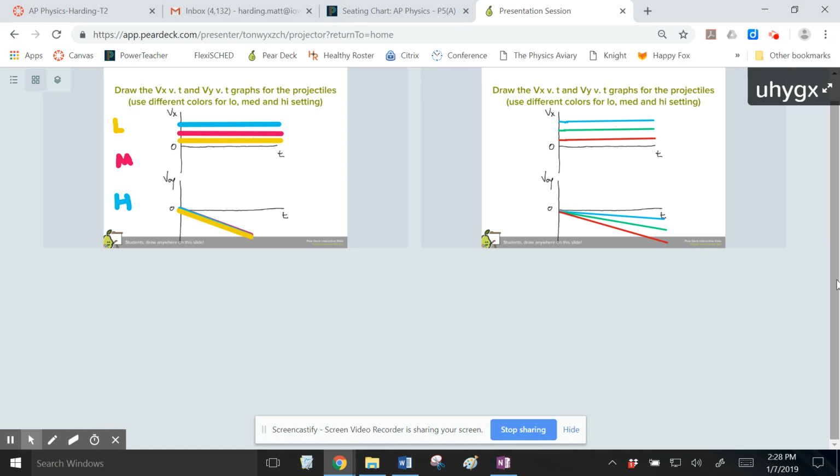So graph-wise, here are a couple of things that I'm seeing in the Pear Deck. I need you to compare and contrast these two and think about the things we were discussing earlier, and which of these is more consistent with our current understanding of projectile motion. So what advice would you have for that other person? Ponder that with your neighbor quickly.